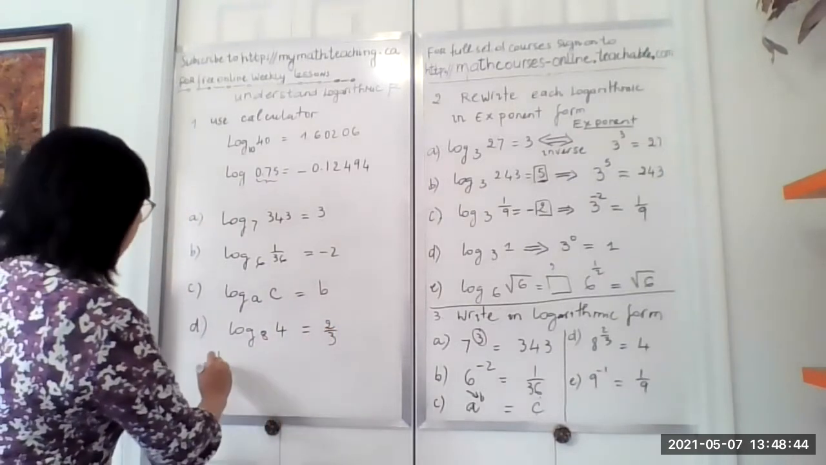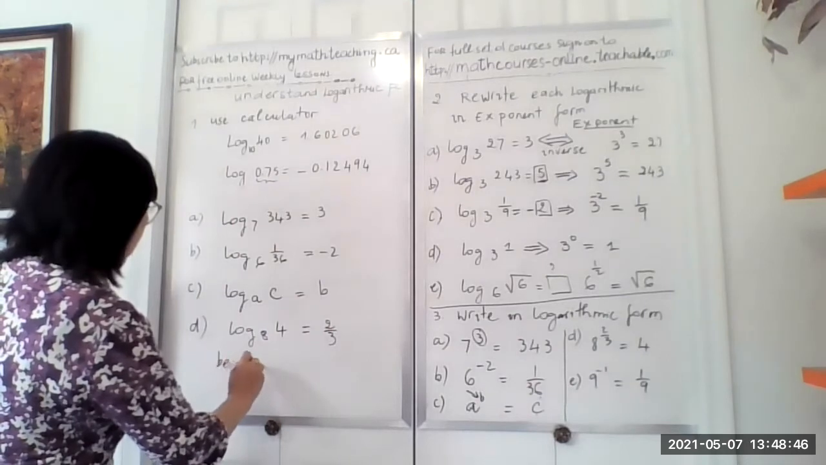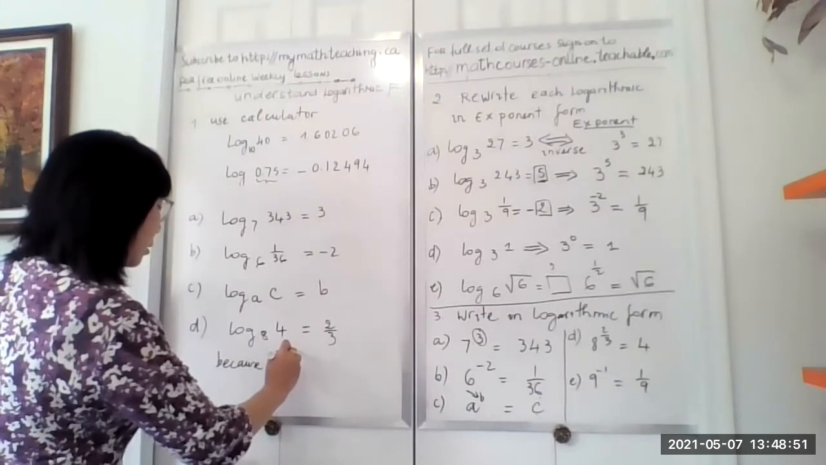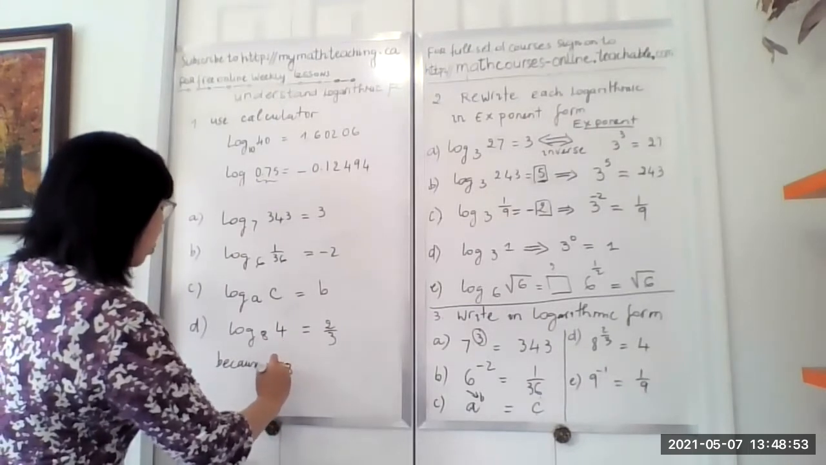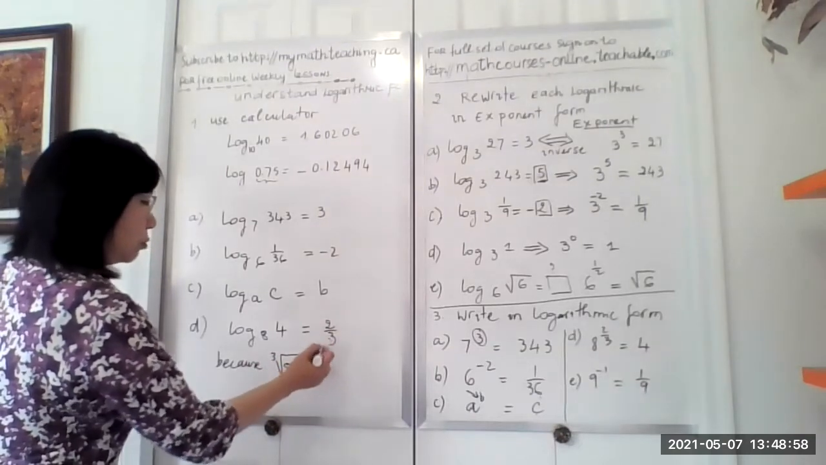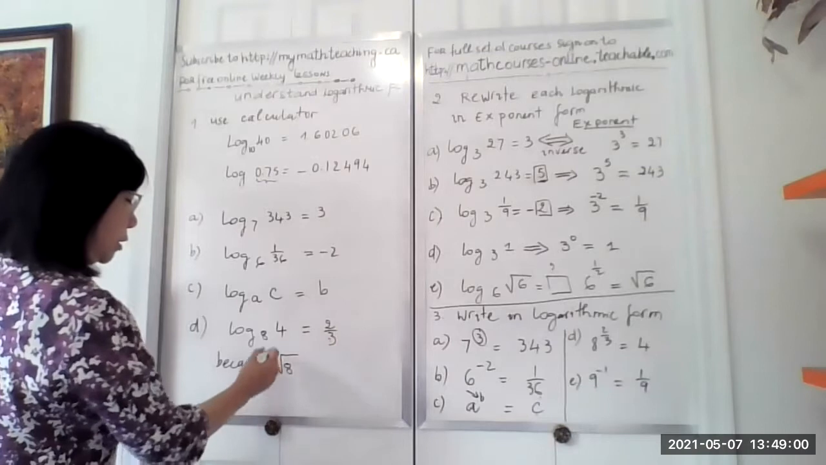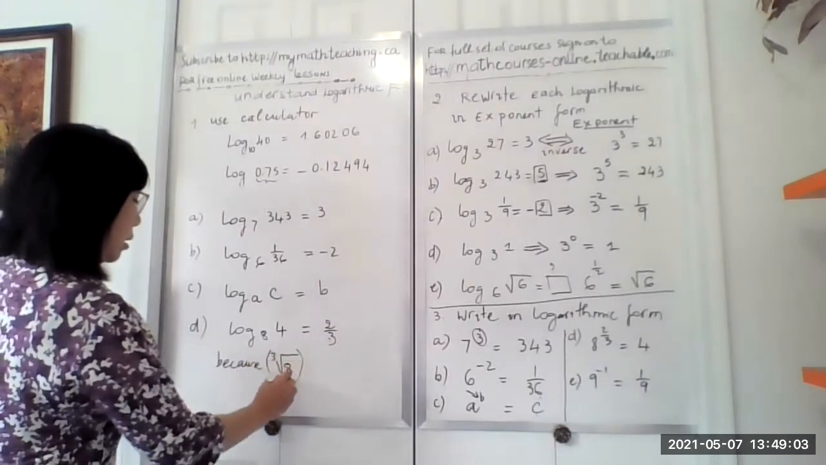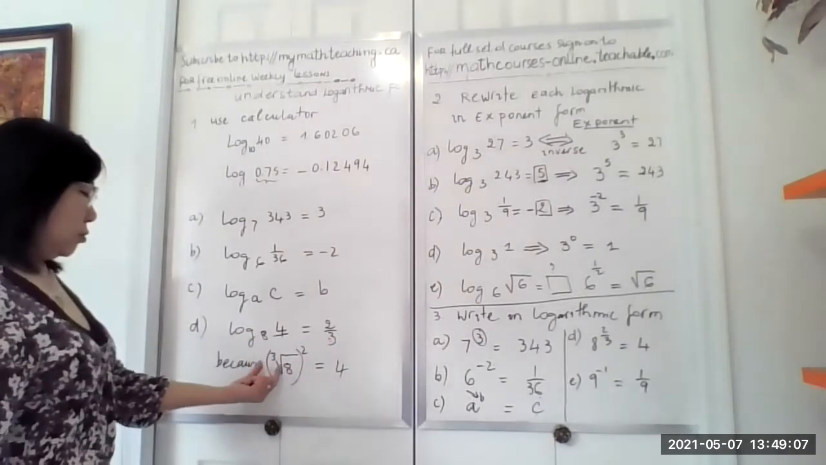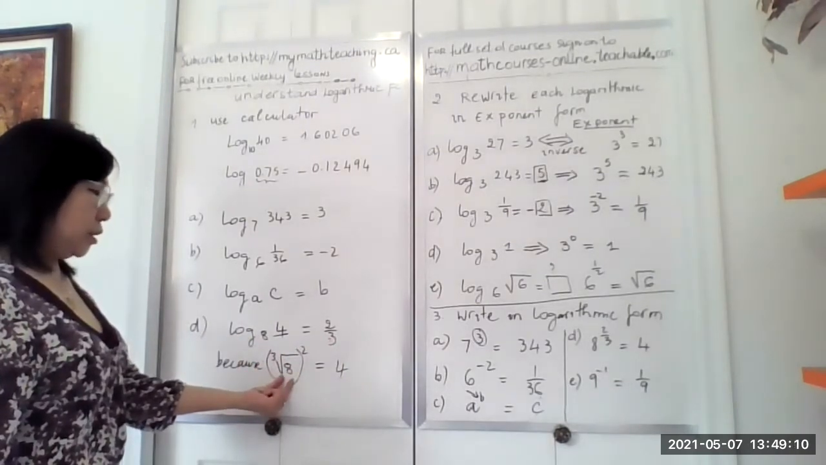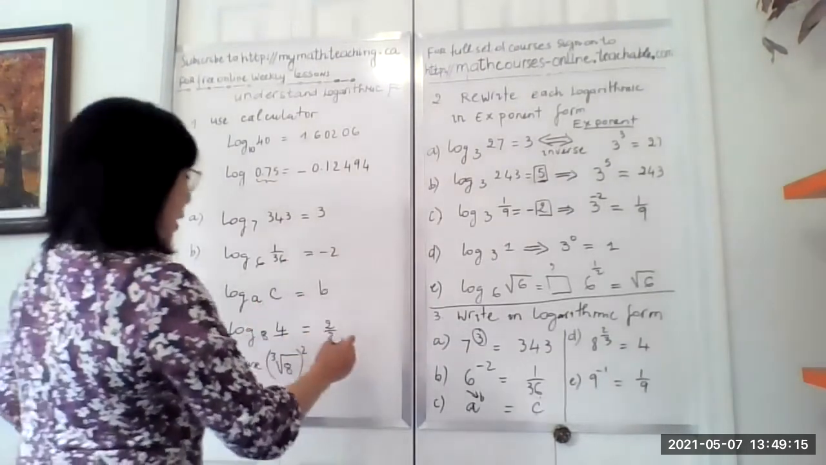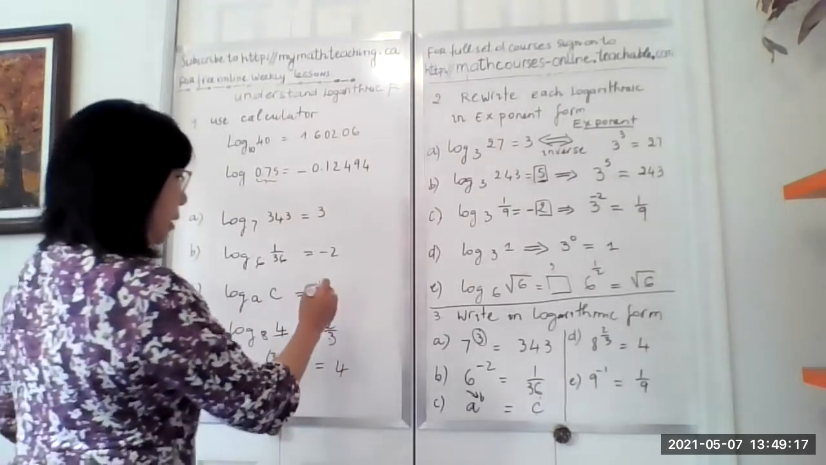And it's true because what? Because 8 to the power 2/3 is a rational number power, but we can convert it into the root. The third root of 8, and then you power 2 will be equal this number 4. So you take the third root of 8, which is 2. 2 to the power 2 equal 4. So that's how you answer the D.